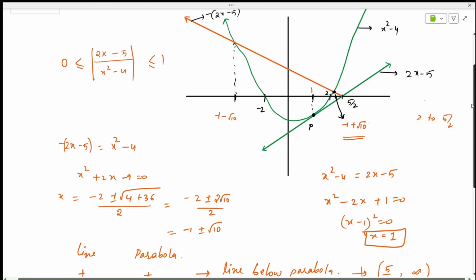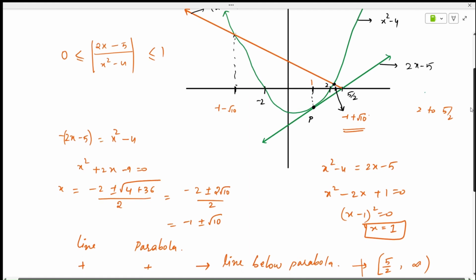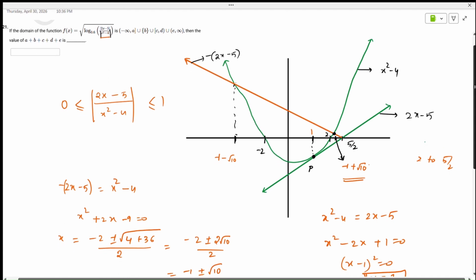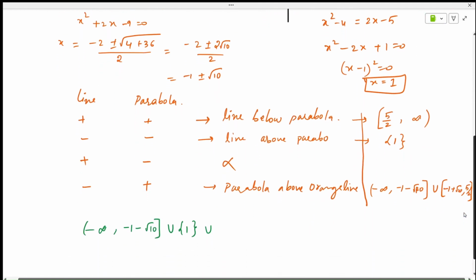The parabola above the orange line is for x less than minus 1 minus root 10 over 2, and x greater than 5 by 2. So we can take every value. Can we take 5 by 2? If we take 5 by 2, then it becomes 0. Oh, log should not be equal to 0, right? So we cannot take 5 by 2 here. Okay, so this becomes an open bracket at 5 by 2. Here too it becomes an open bracket at 5 by 2.